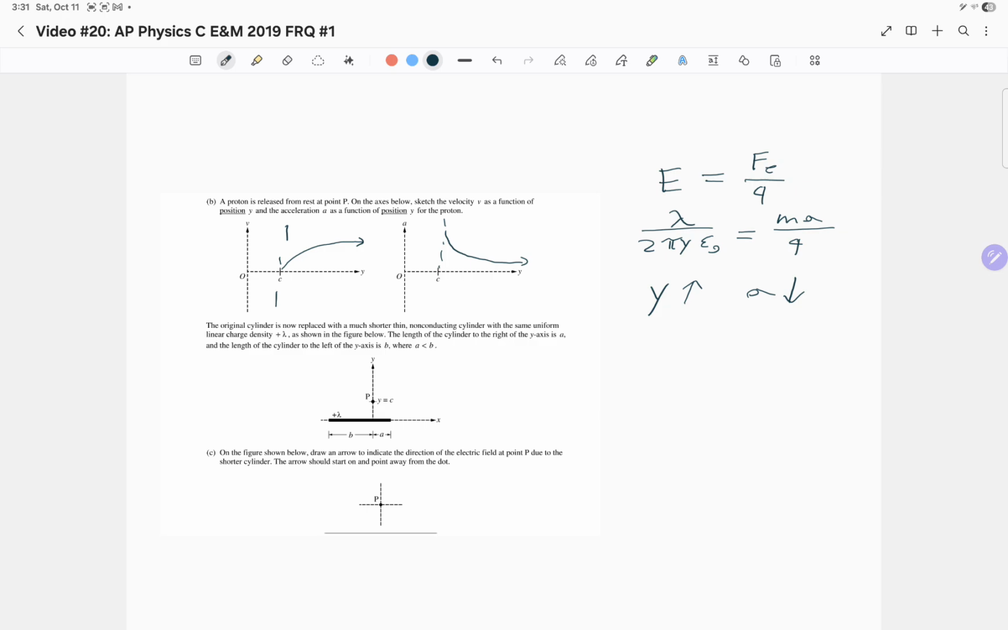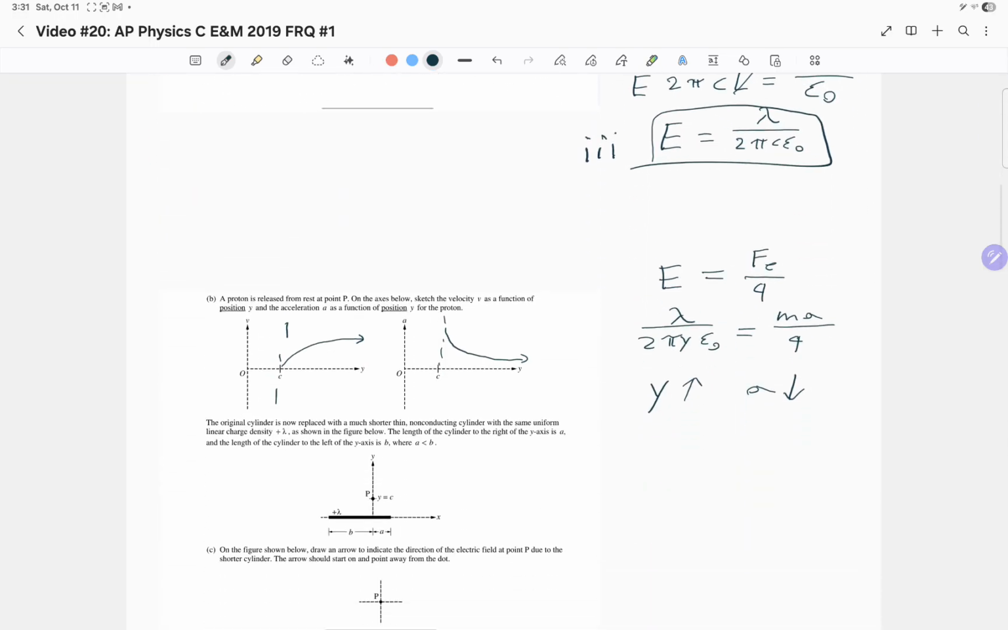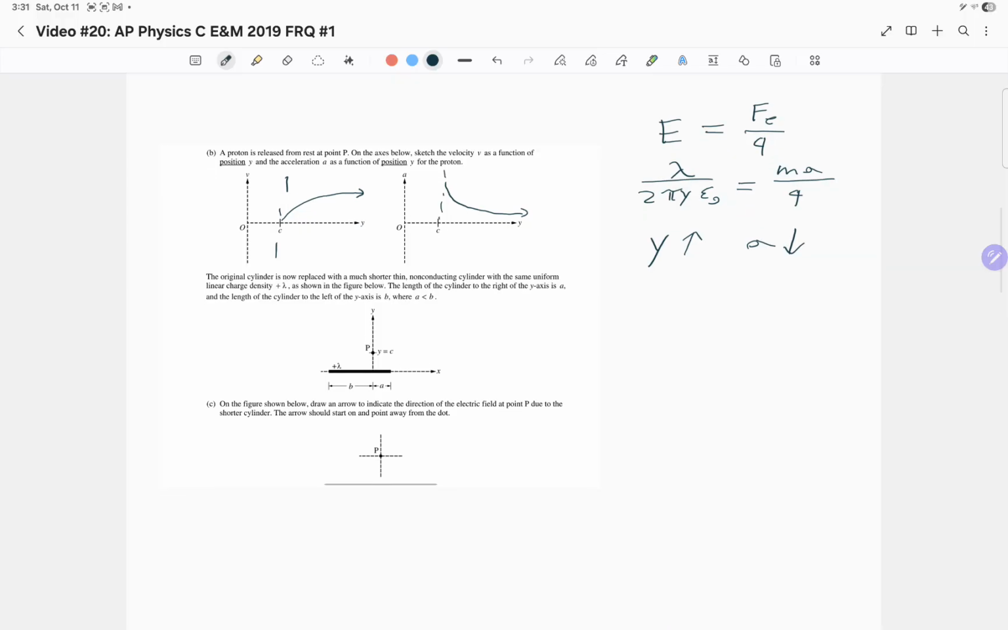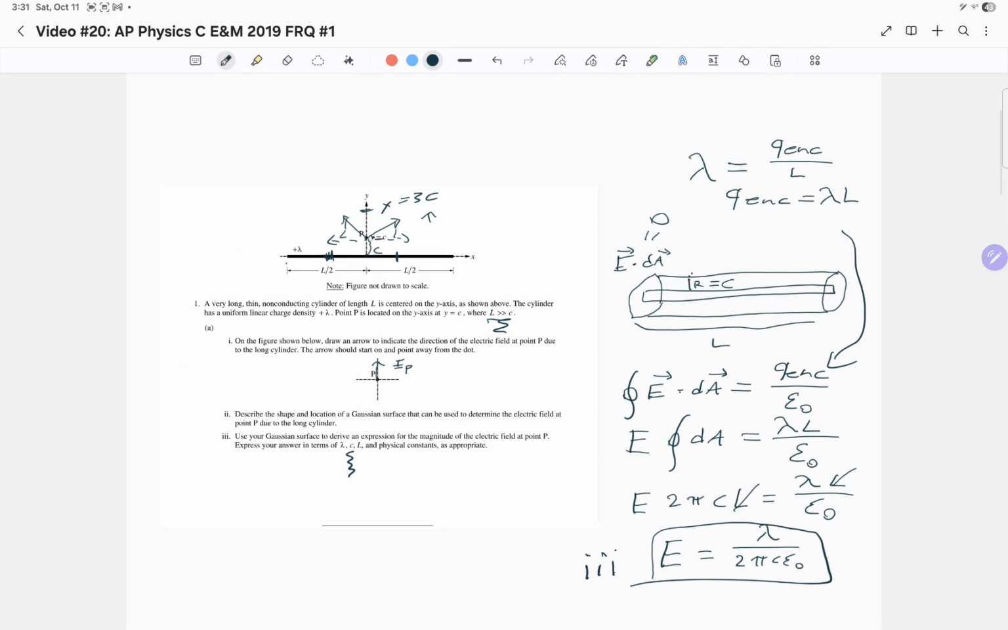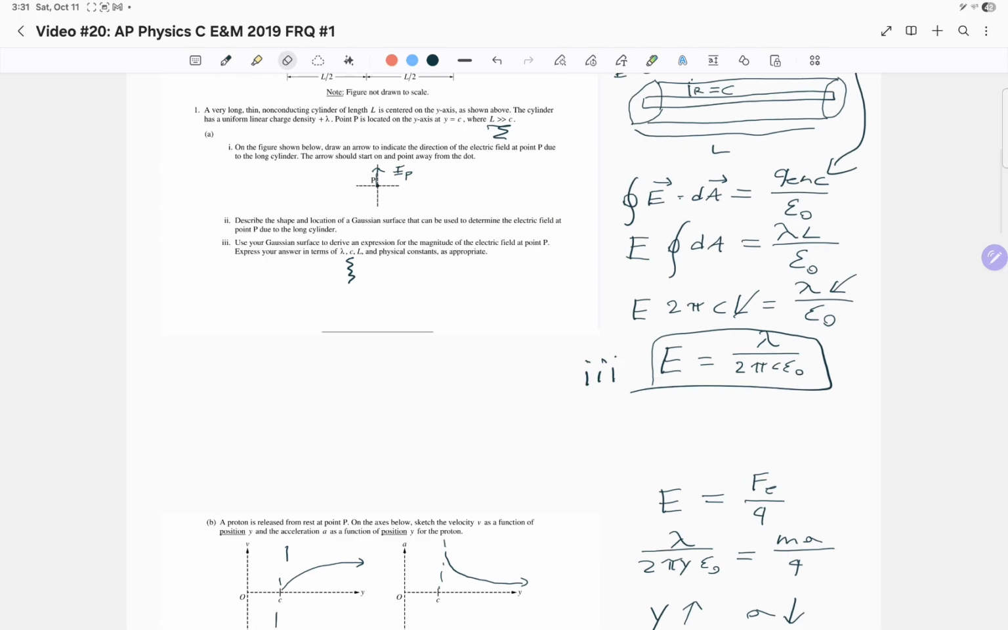Okay, so now things get interesting. The original cylinder is now replaced with a much shorter, thin, non-conducting cylinder (I think it was also non-conducting before, that doesn't change anything) with the same uniform linear charge density, positive lambda, as shown in the figure below. The length of the cylinder to the right of the x-axis is A, and the length to the left of the x-axis is B, where A is less than B. Okay, so now instead of being centered with respect to the y-axis, as it was previously, that was part of my explanation for part I. They didn't ask you to explain why there's only a vertical component. Here, that's not the case anymore.